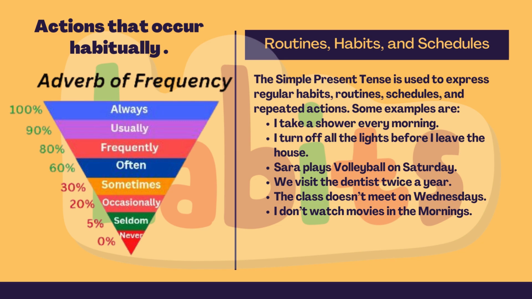The present simple tense is used to express regular habits, routines, and schedules, and repeated actions. Some examples are I take a shower every morning. She usually plays volleyball on Saturdays. Now, for repeated actions, we use adverbs of frequency, words like seldom, occasionally, usually, always.